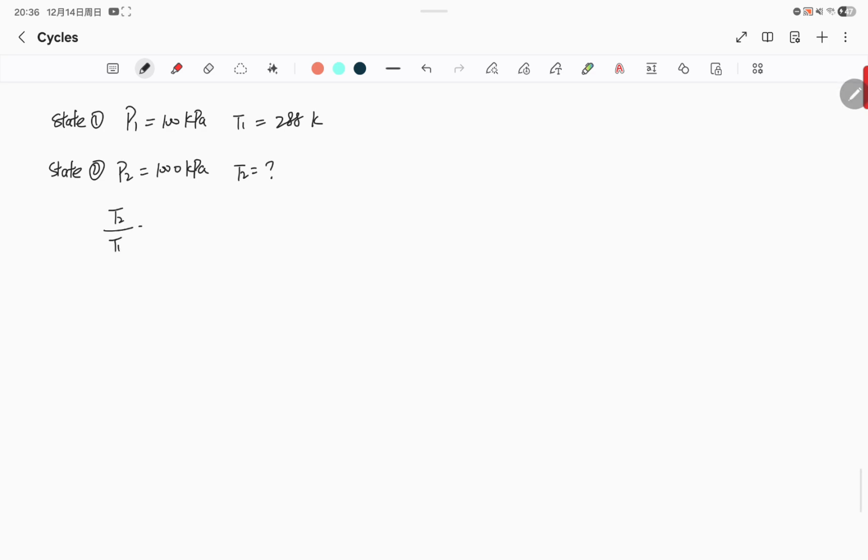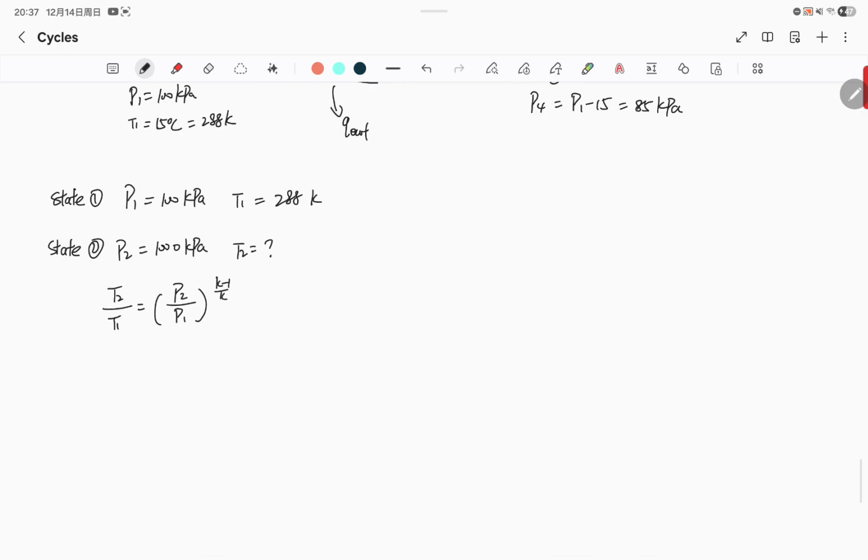And the one I'm going to use is this one. T2 over T1 is equal to P2 over P1 to the power of K minus 1 divided by K. What is K? K is 1.4 for air.